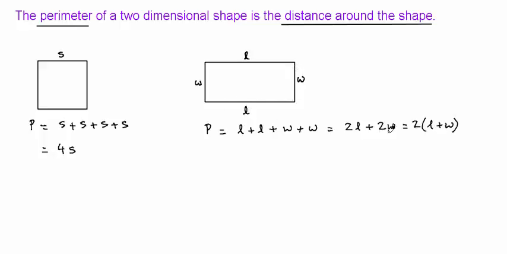And you could apply the same formula for a parallelogram that has got a length of L and a width of W. The perimeter of such a parallelogram would be 2 times L plus W.